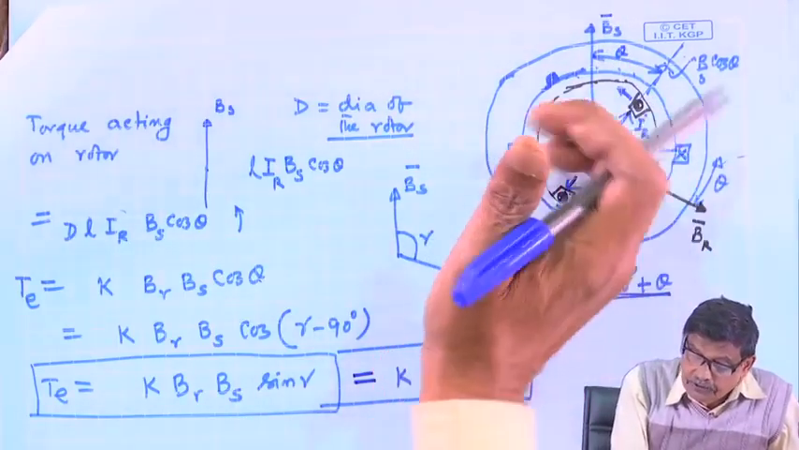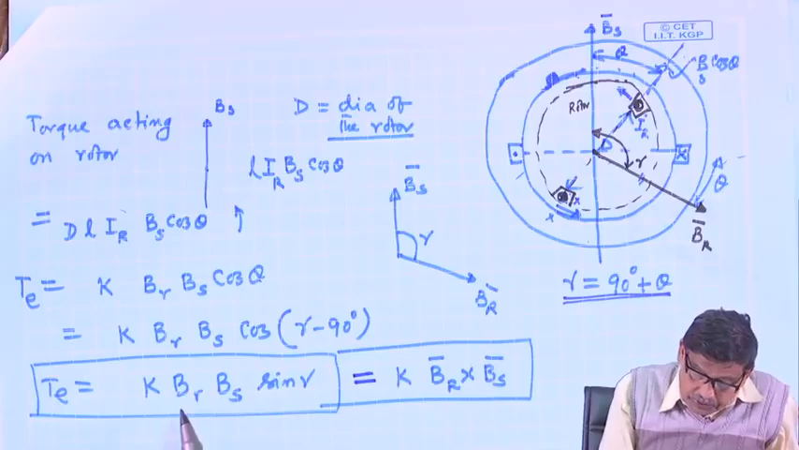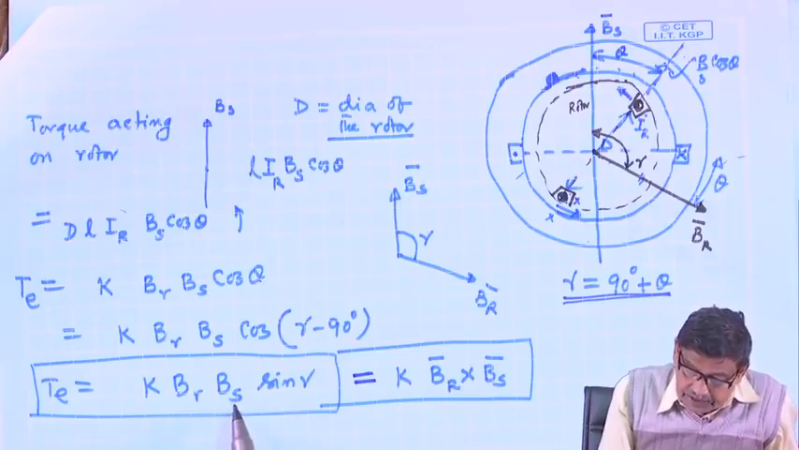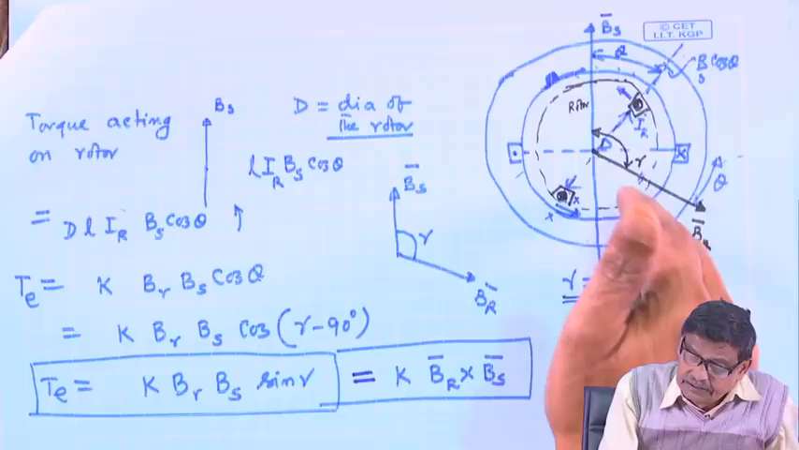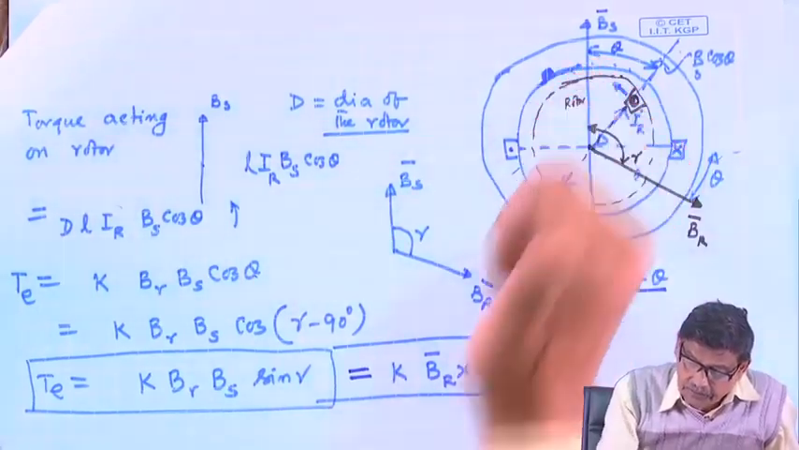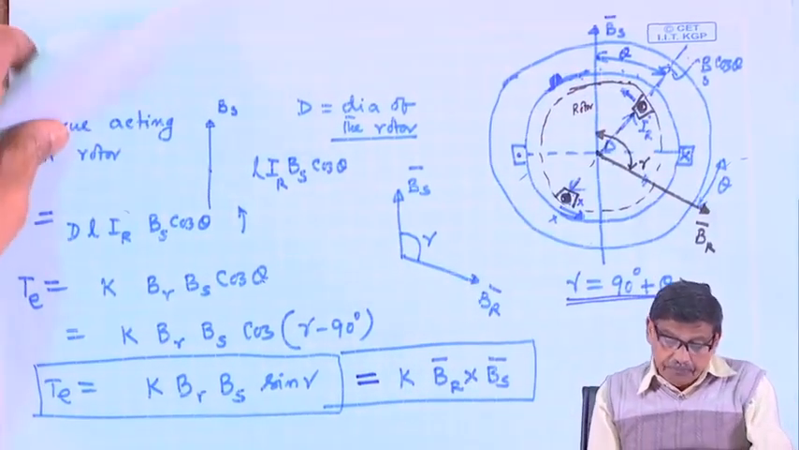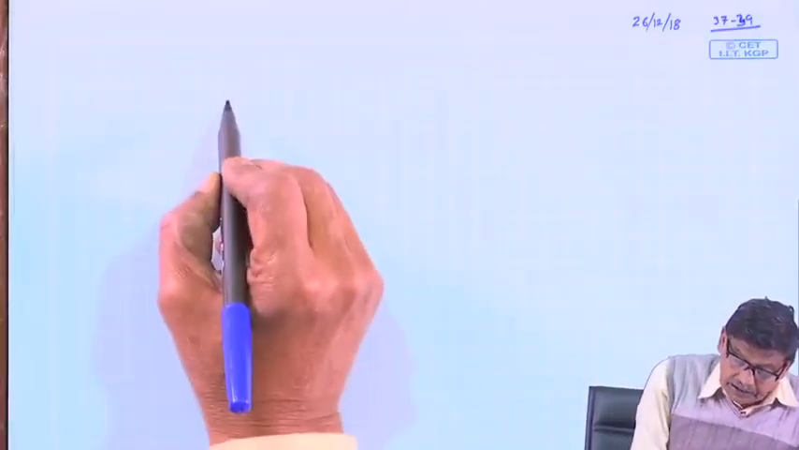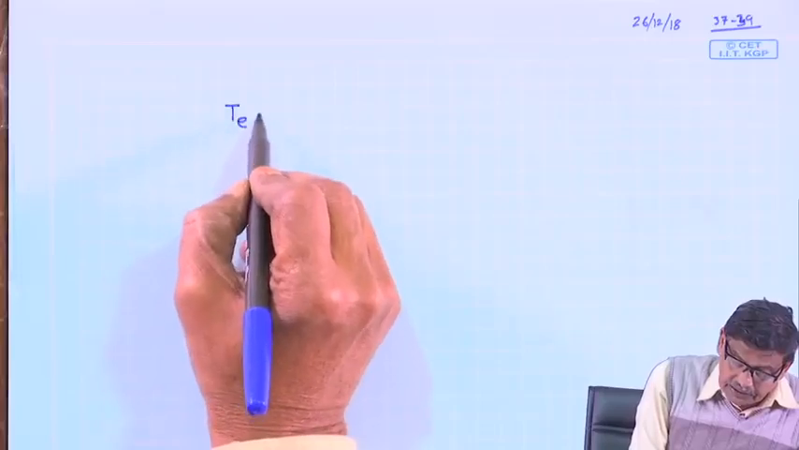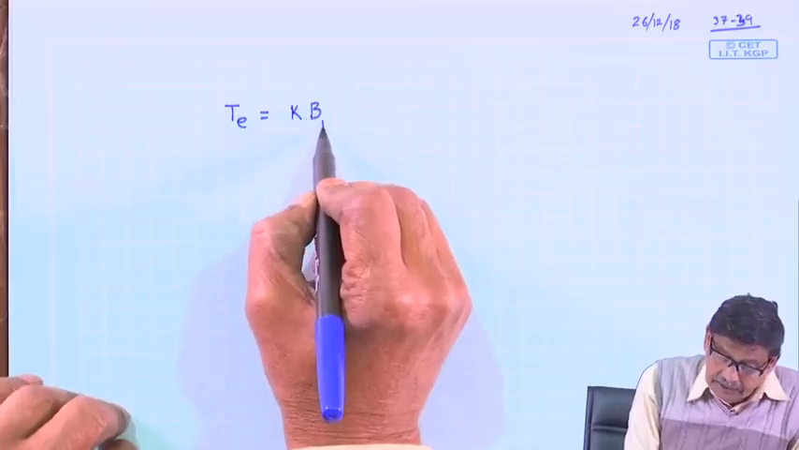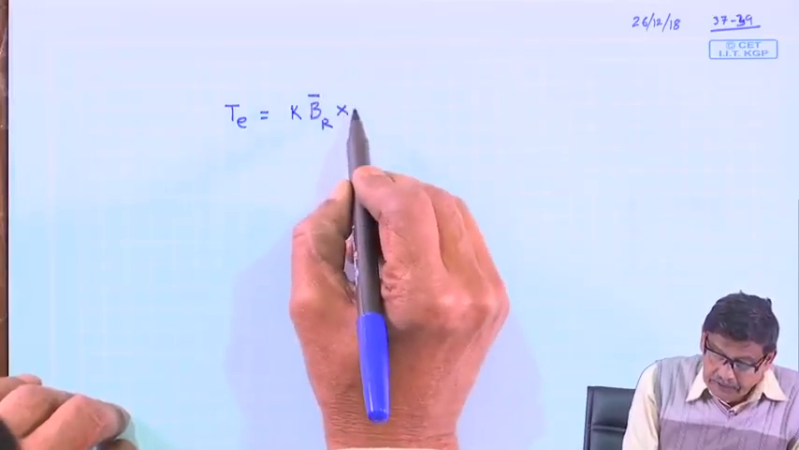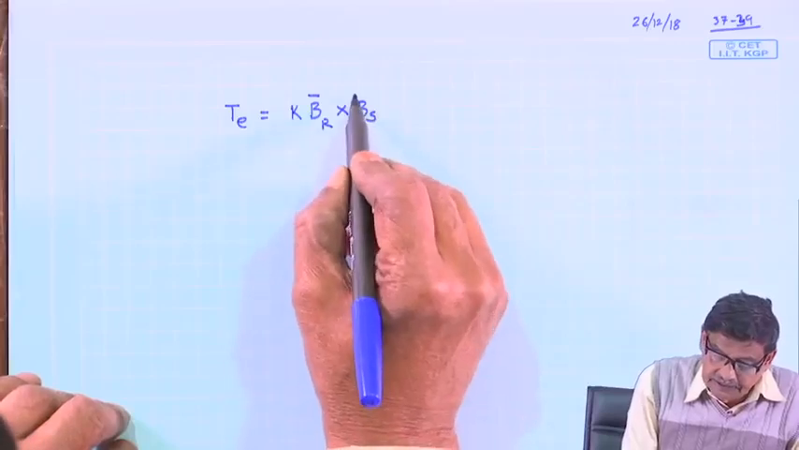because B r cross B s is nothing but the magnitude of B r, the magnitude of B s, into the sine of the angle measured from B r to B s, and this angle I called gamma. So, it will be like this. We start from that. So, it can be said that the electromagnetic torque is equal to some k B r cross B s.